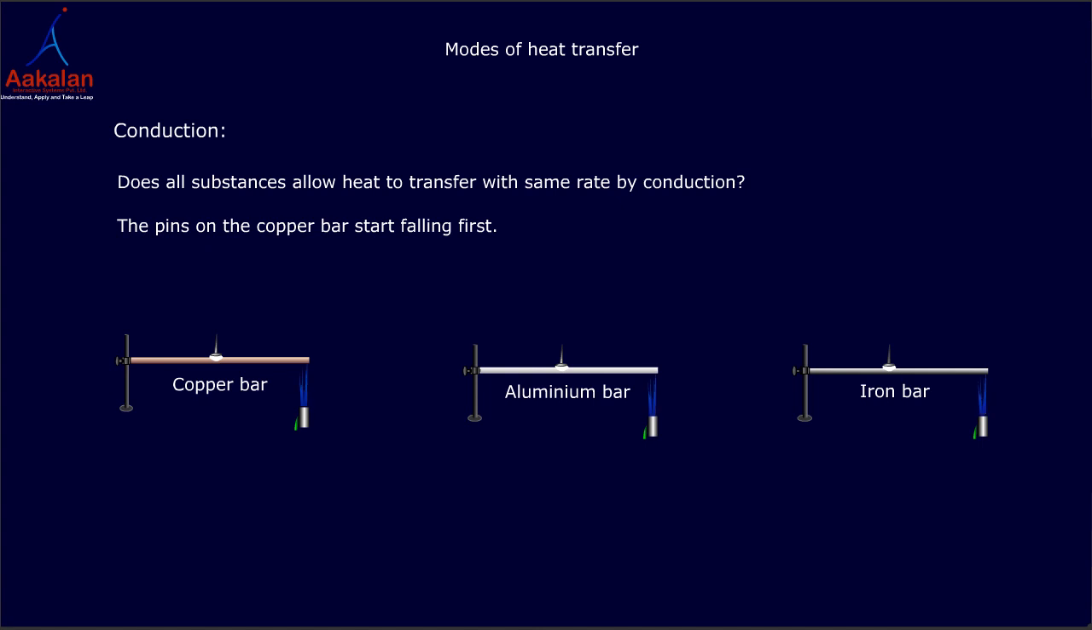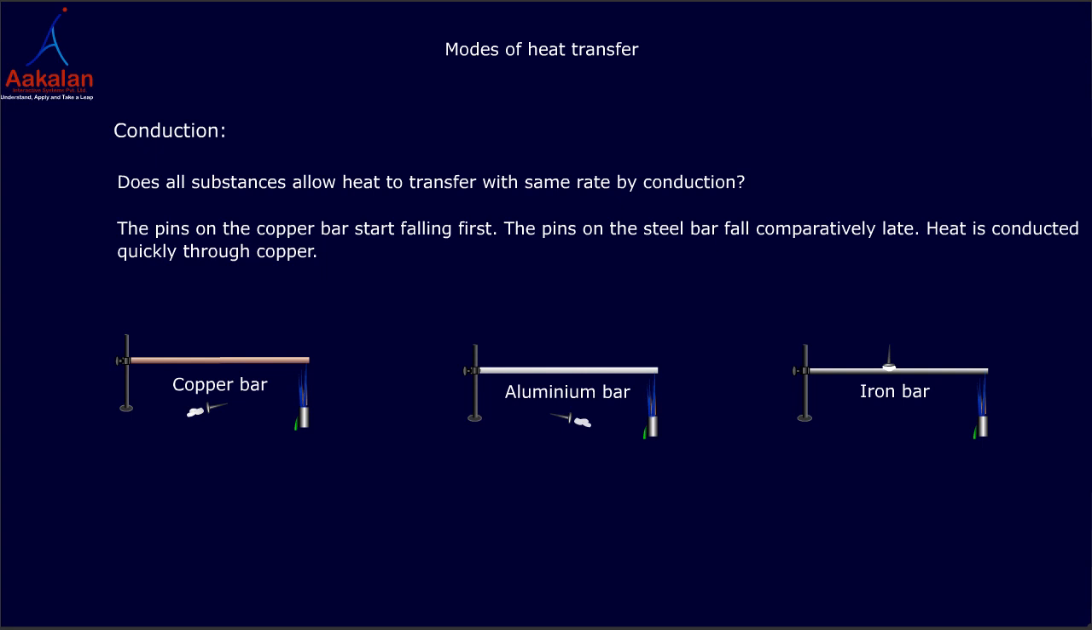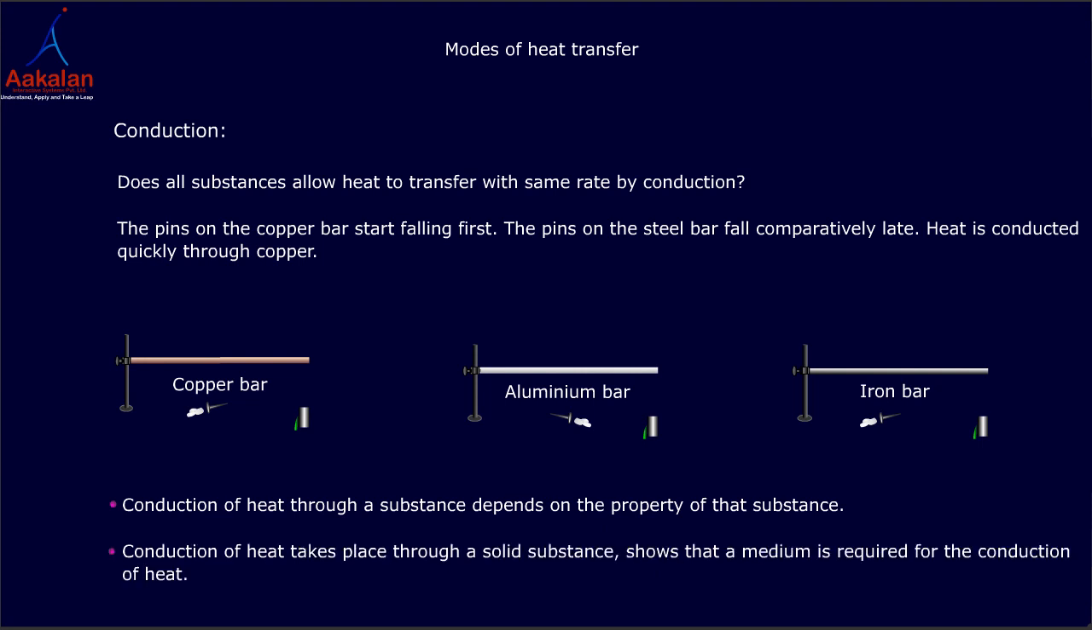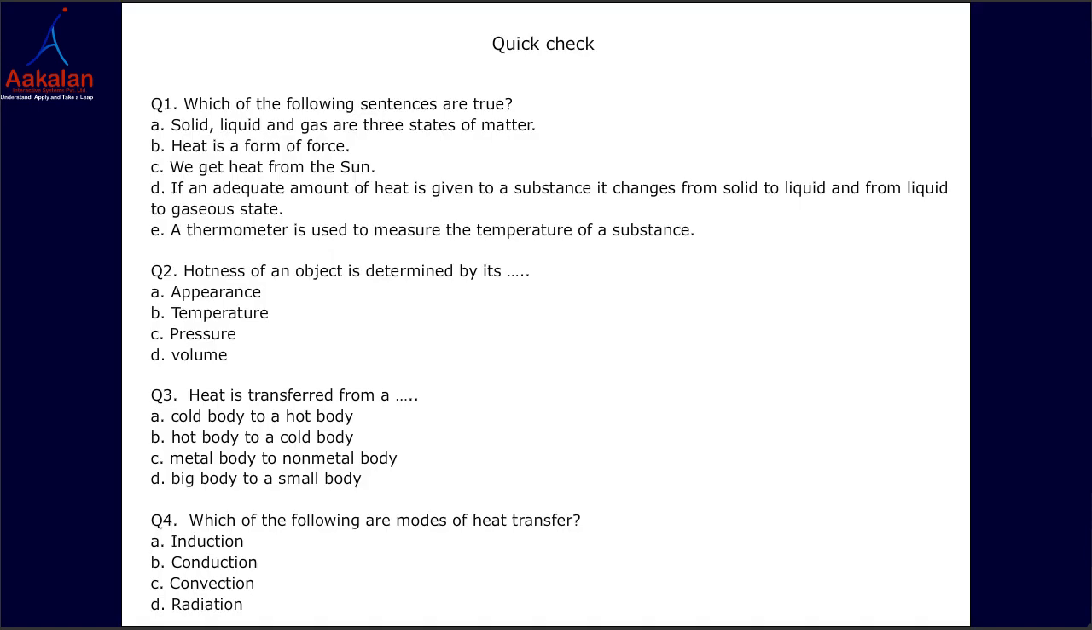The pins on the copper bar start falling first. The pins on the steel bar fall comparatively late. Heat is conducted quickly through copper. Conduction of heat through a substance depends on the property of that substance. That conduction of heat takes place through a solid substance shows that a medium is required for the conduction of heat.